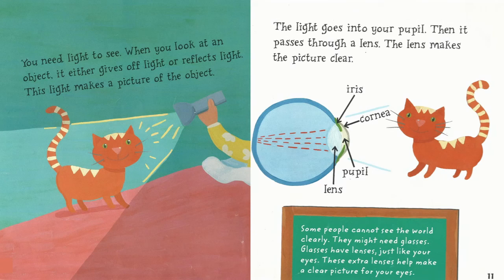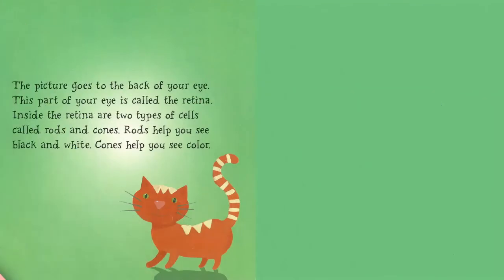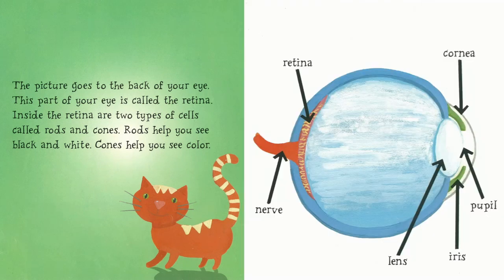Some people cannot see the world clearly. They might need glasses. Glasses have lenses just like your eyes. These extra lenses help make a clear picture for your eyes. The picture goes to the back of your eye. This part of your eye is called the retina. Inside the retina are 2 types of cells called rods and cones. Rods help you see black and white. Cones help you see color.